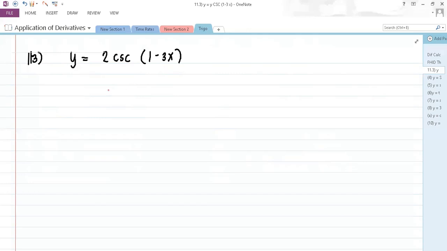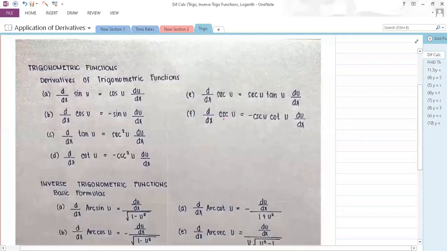Okay, so let's note that our u here is equal to 1 minus 3x. And if you differentiate that, du with respect to dx is equal to negative 3. Diba? Negative 3. Okay, so the derivative of cosecant. Okay, so punta tayo sa cosecant. The derivative of cosecant is negative cosecant multiplied by cotangent.